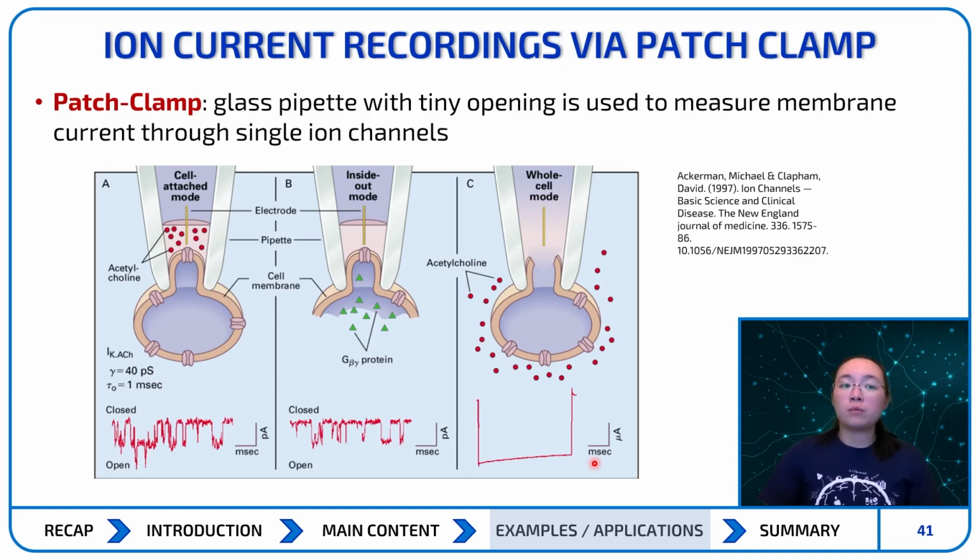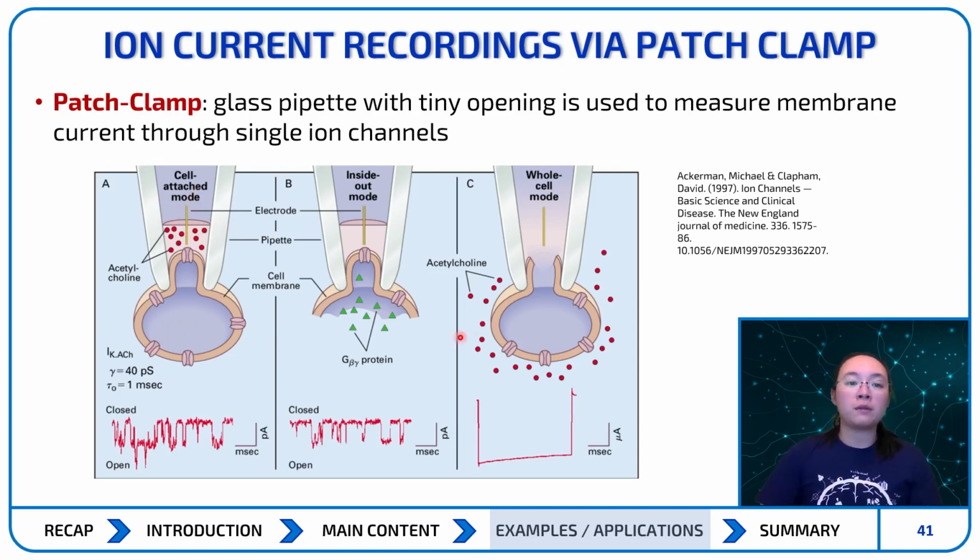So in terms of an ion current recording through a patch clamp, what is a patch clamp? A patch clamp is a glass pipette, which you can see over here. It has a really tiny opening, and it's used to suck up a little piece of your membrane, like this, to measure the membrane current through single ion channels. So there's clearly going to be some sort of extracellular solution over here, and an intracellular solution over here that can be used.